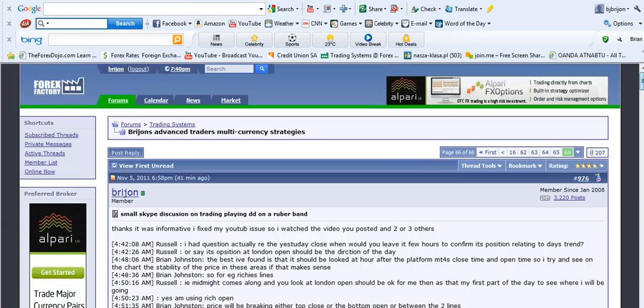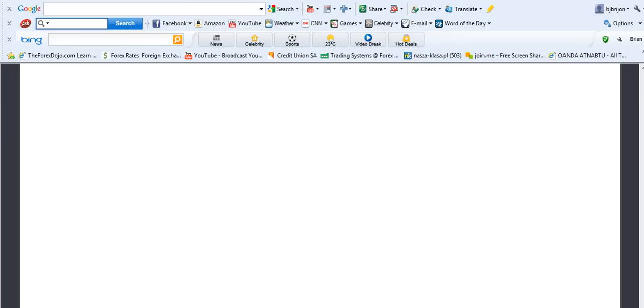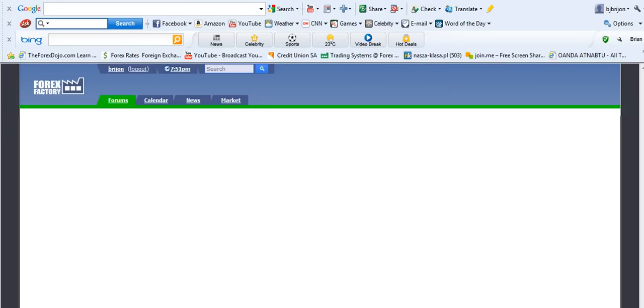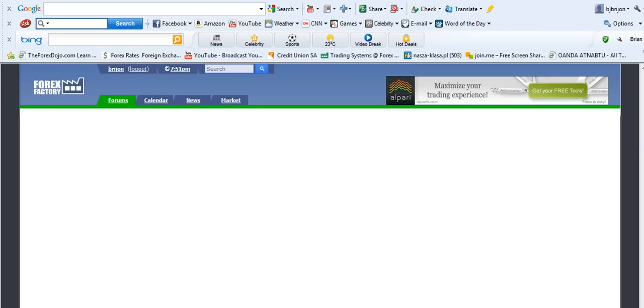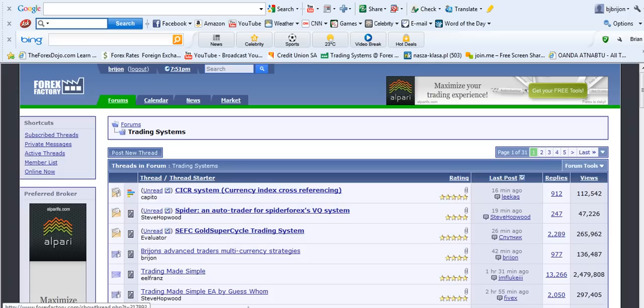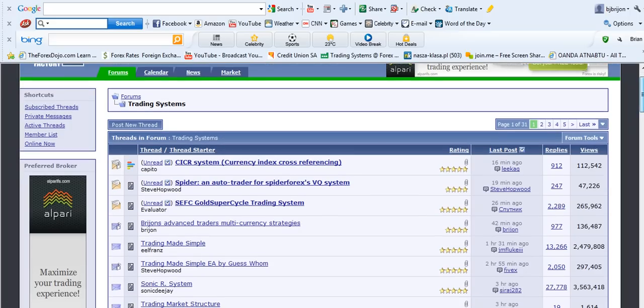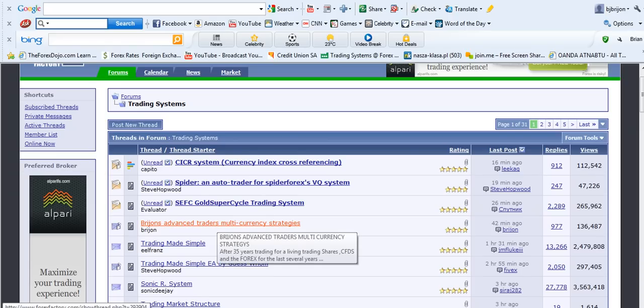We'll show it to you in the forums. Brian John's Advanced Traders Multiple Currencies. You will look in there in the trading systems, and you will see it in here. There it is there. You'll click on it and you'll see on the last part you'll find it.